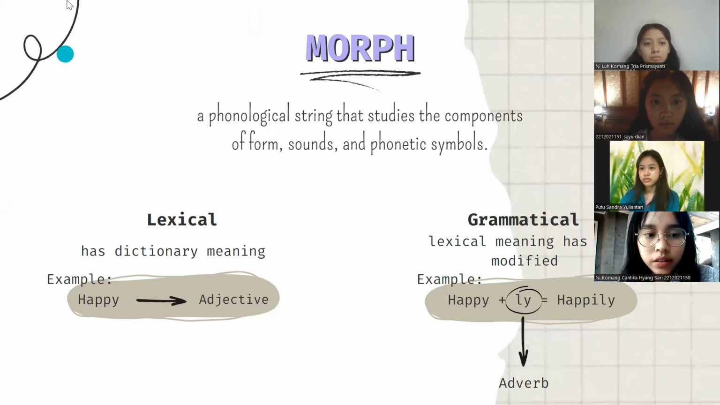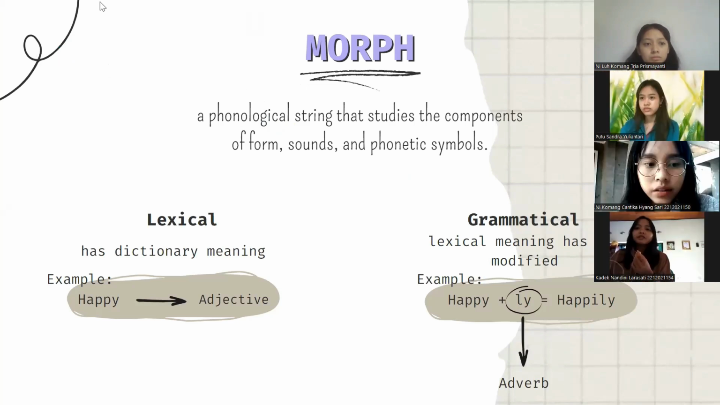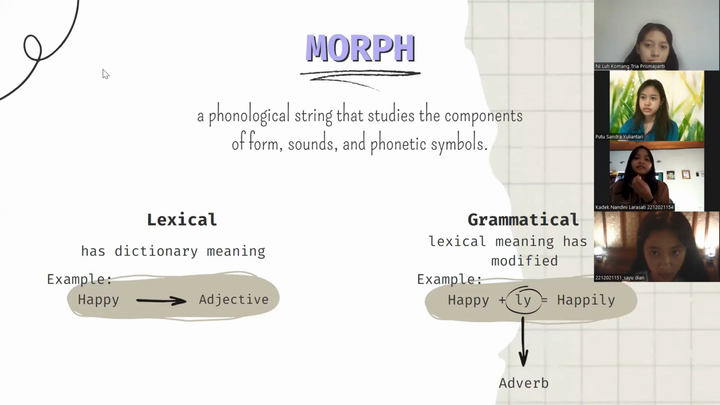And next, I will explain about morph. Morph is the morphological string that studies the components of form, sounds, and phonetic symbols. There are two kinds of morph, which are lexical and also grammatical. Lexical has a dictionary meaning. For example, happy. Happy in dictionary meaning is an adjective.